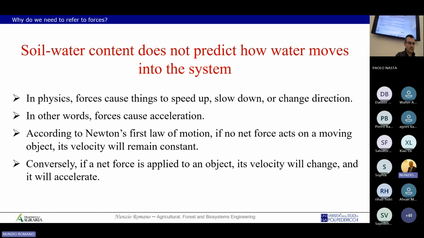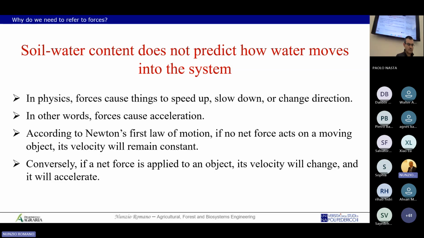Why? Because in the physics that we know, the physics that apply not only on our planet but in the entire universe, the physics are the forces that cause things to move, to speed up, to slow down, or change direction. So basically, as you know from Newton's law, forces cause acceleration. And if there is no force, there is no movement, or the velocity remains steady.